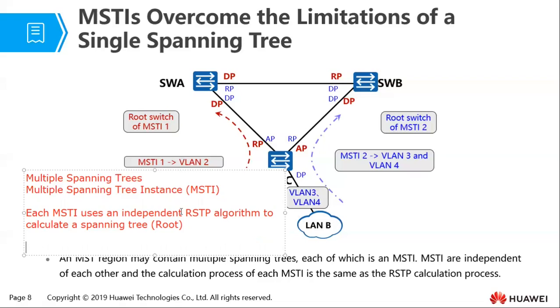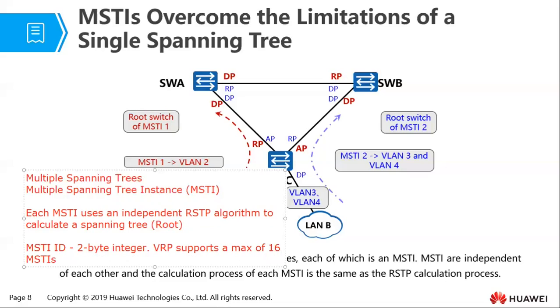Now, MSTIs are defined using an MSTI ID, which is a 2-byte integer. Meaning, VRP actually supports a maximum of 16 MSTIs. So you can create 16 different MSTIs.